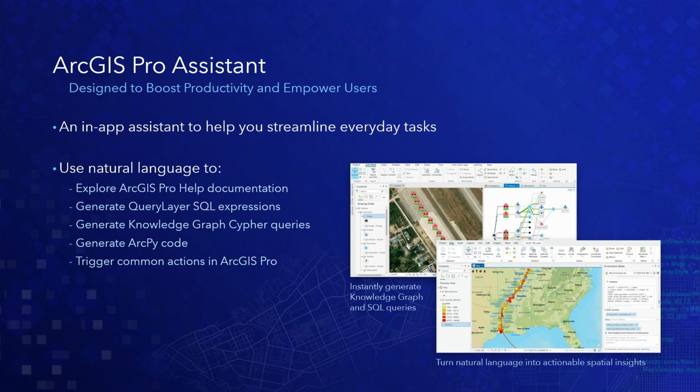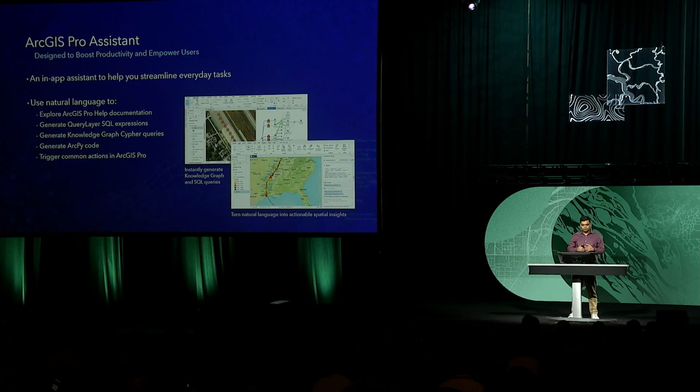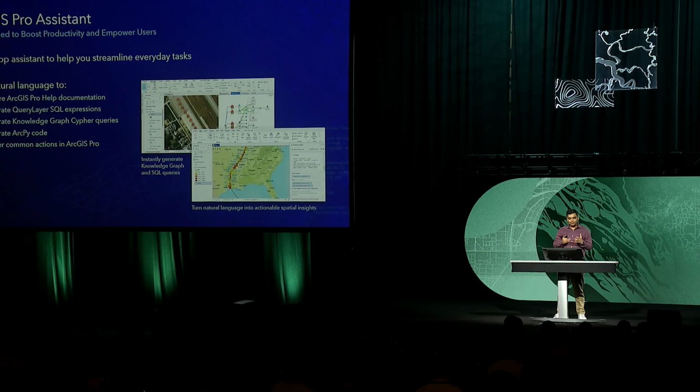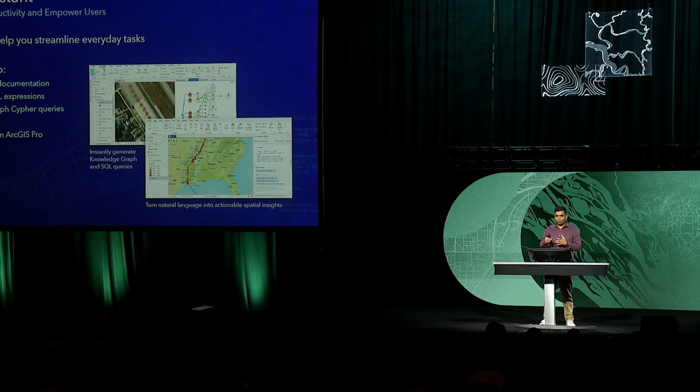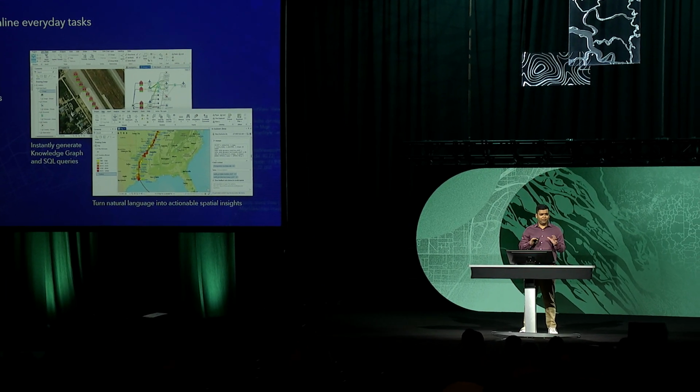So instead of hunting through web pages, you can describe what you're trying to do in natural language and get authoritative answers directly within the application. And you can even perform actions, such as opening the right geoprocessing tool with the right parameters already filled in and ready to run, based on a conversational prompt.